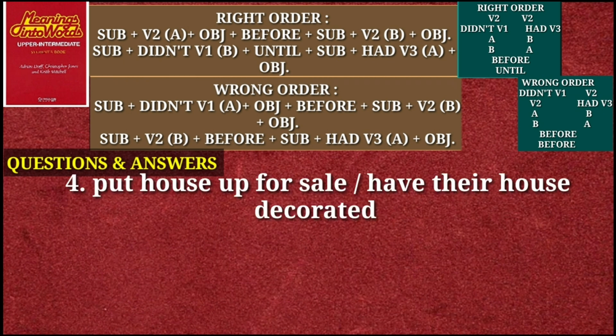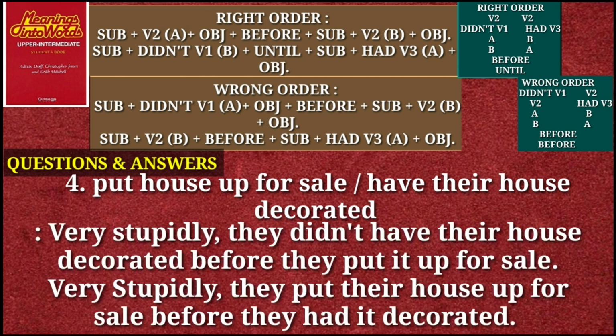Question number 4. Put house up for sale, have their house decorated. Here in this question, put house up for sale is second task done, whereas have their house decorated is first task done. So this question is in wrong order, and the answer is: very stupidly they didn't have their house decorated before they put it up for sale. Very stupidly, they put their house up for sale before they had it decorated.